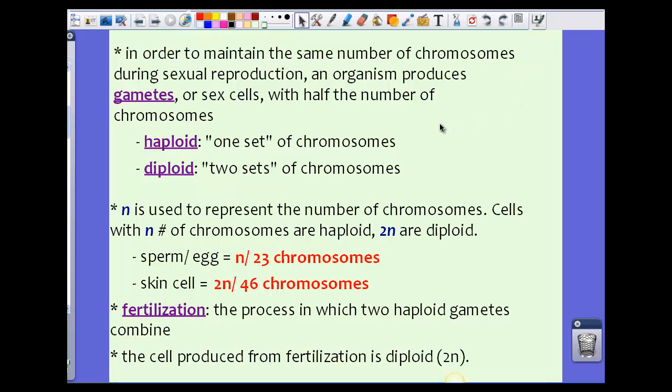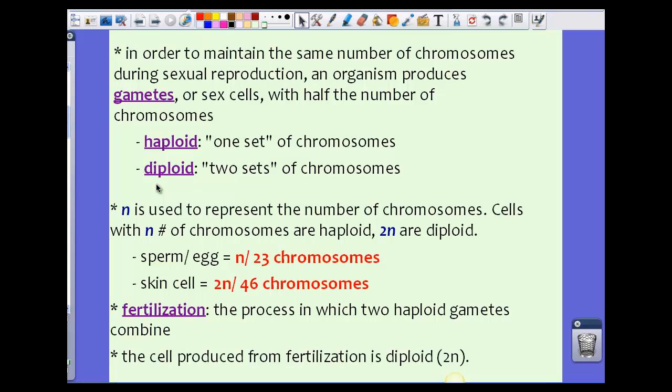So in order to maintain the same number of chromosomes during sexual reproduction, an organism produces gametes, or sex cells, with half the number of chromosomes. Now you're going to see 2 terms. You're going to see the terms haploid and diploid. When we talk about something being haploid, it means that it has one set of chromosomes. If something is diploid, it has 2 sets of chromosomes.